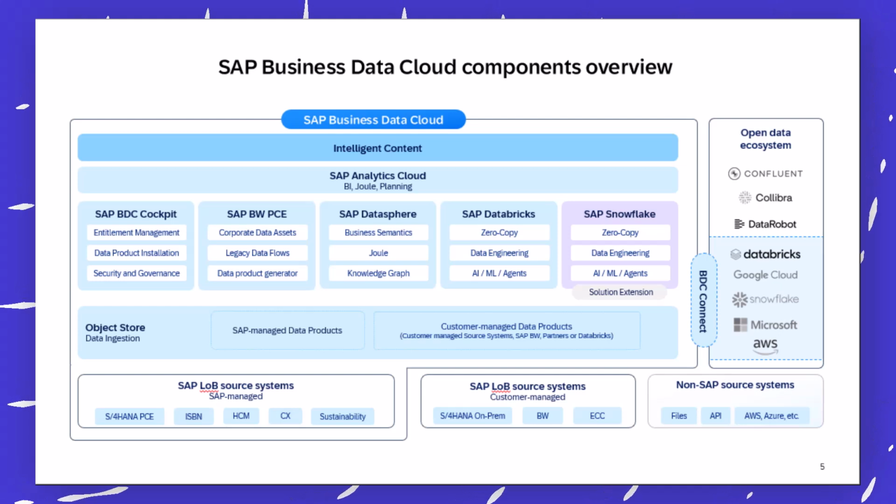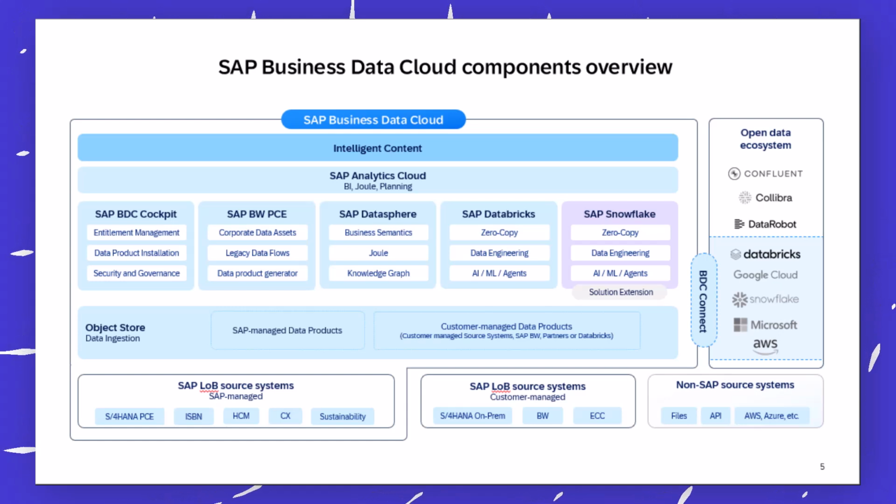Now coming to the BW PCE. Using a BDC DPG, you can generate the data product out of your BW data providers. It could be ADSOs or cubes. The next one is DataSphere. With the help of SAP DataSphere, you can build business semantics on top of your data. And we are also enabling the Joule capabilities on top of DataSphere so that users can create data models, graphical views, or analytical models via Joule agents.